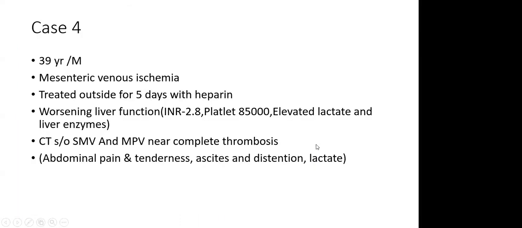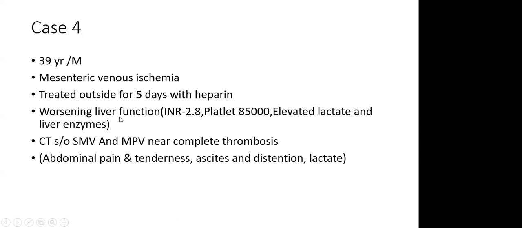Now another one that is a relatively new indication. It's outside of IFU, but we have got a very good result with almost 6 cases that we have done. All in young patients. This is a 39-year-old male patient with mesenteric venous ischemia. He was treated outside with heparin for 5 days, but the patient has worsening liver function as well as persistent abdominal pain, mild ascites, and tenderness. So INR is also deranged, platelets deranged, elevated lactate, liver enzymes are also significantly higher.